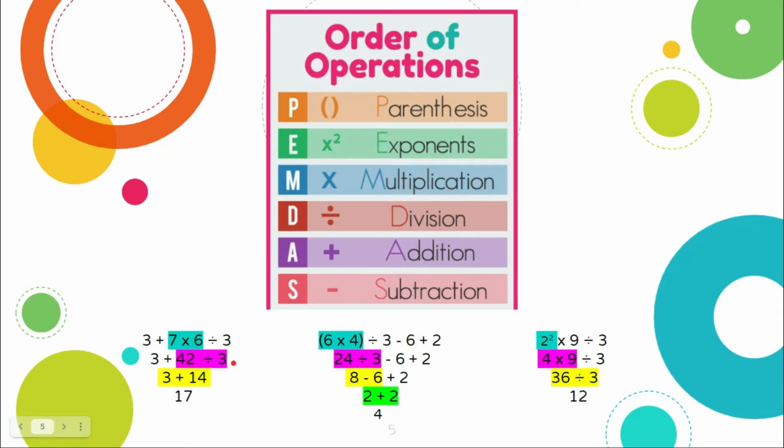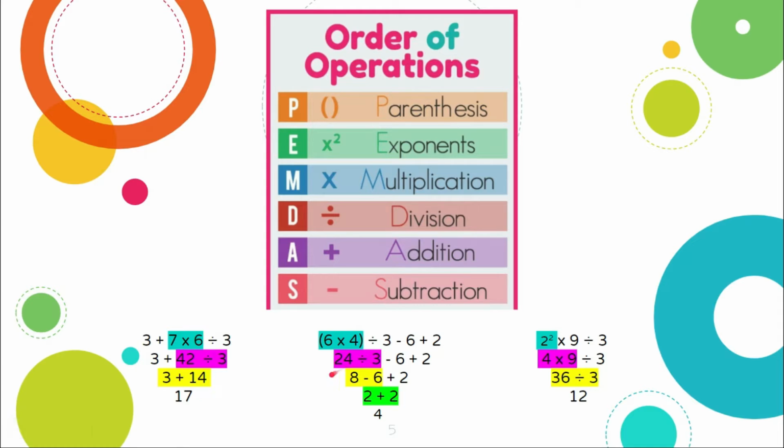Once again, using the order of operations, our next operation would be the division. So we copy the 3, we just bring it down, and we divide 42 by 3 equals 14. And once we're down to one operation, we add 3 plus 14 for a final sum of 17.